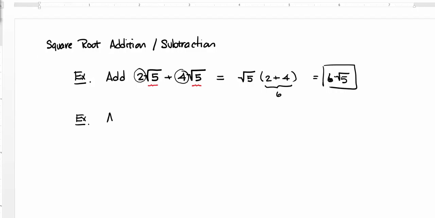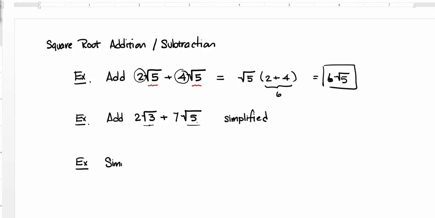If I said add 2 times the square root of 3 and 7 times the square root of 5, this is as simplified as it gets. I can't add them anymore because the square root of 3 and the square root of 5 can't be simplified any further. However, let's take a look at something else.